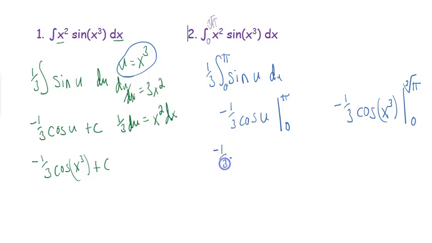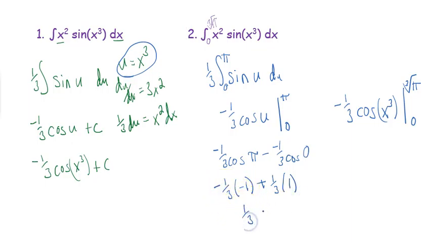So that will be negative 1/3 cosine of pi minus negative 1/3 cosine of 0. And from your unit circle, you remember that the cosine of pi is negative 1. So I have negative 1/3 times negative 1. And I'm going to make that plus a positive. The cosine of 0 would be a positive 1 from your unit circle. So I have two negatives here that make a positive 1/3. And 1/3 times 1 is a positive 1/3. So my overall answer is 2/3.